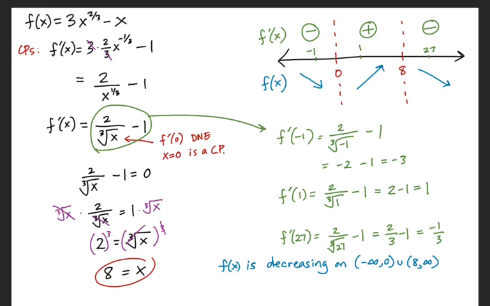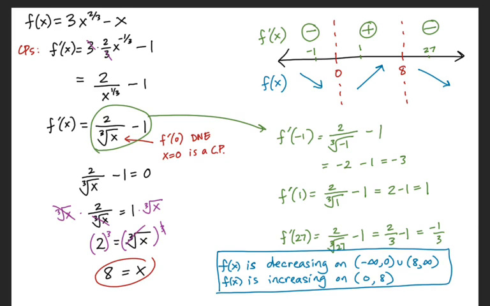It's hard to write 8 and infinity right next to each other. And then it is increasing on 0 to 8. Okay, so that's our increasing and our decreasing. All right, and then we want to also list the local mins and maxes. So I'm going to erase all of my green work over here, my f prime work. And we're going to do the first derivative test.